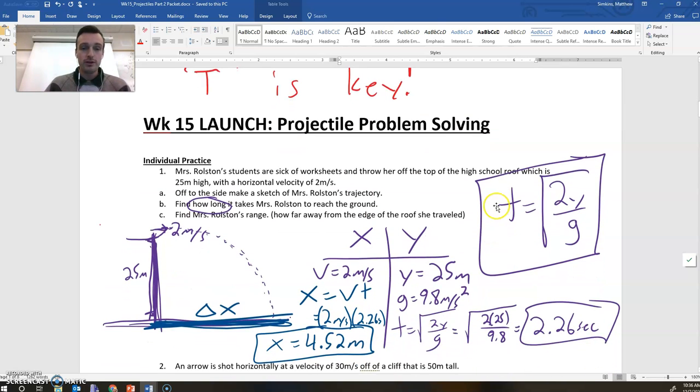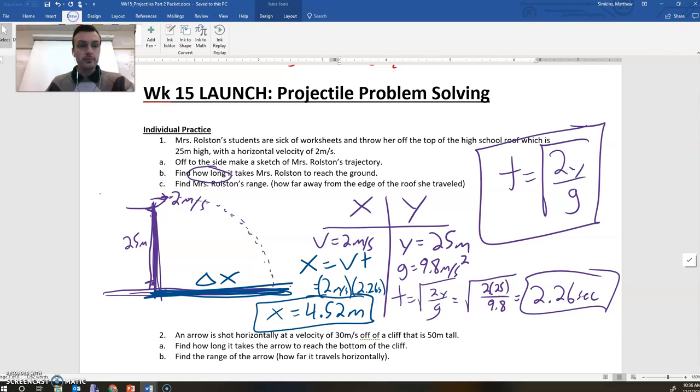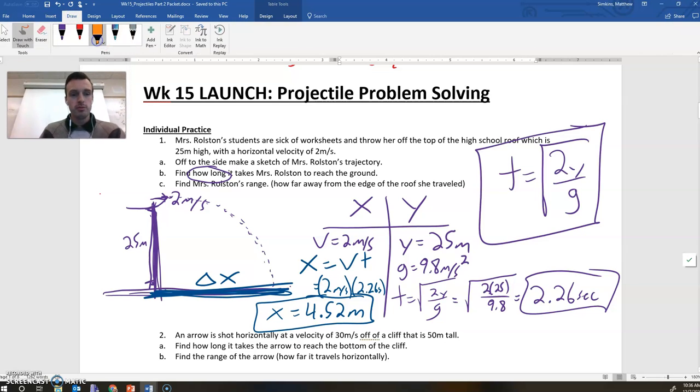Let's look at the problem that we already completed together, for example. In this one, we see Mrs. Rolls, poor Mrs. Rolls, again, thrown off the building because her students are sick of worksheets. I do not endorse this activity, nor did I write this question, just for a disclaimer there.